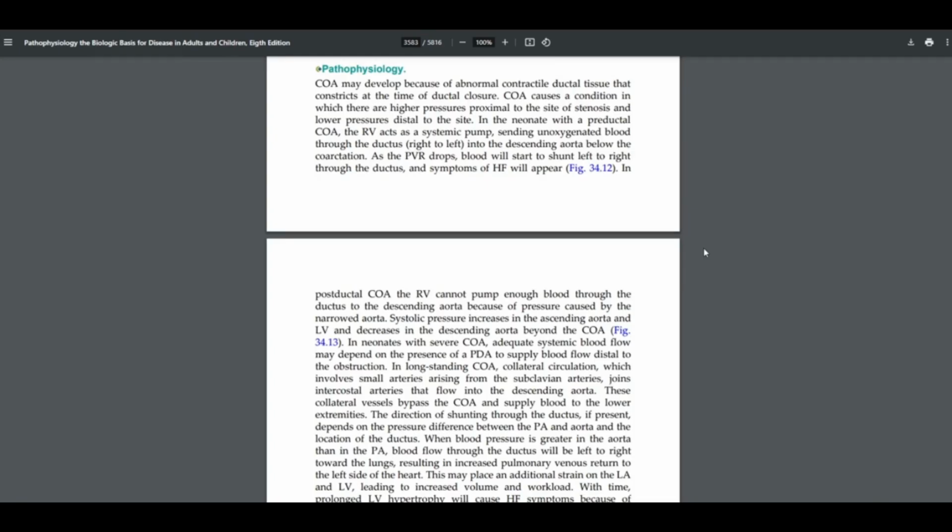unoxygenated blood through the ductus, right to left, into the descending aorta below the coarctation. As the PVR drops, blood will start to shunt from left to right through the ductus, and symptoms of heart failure follow.